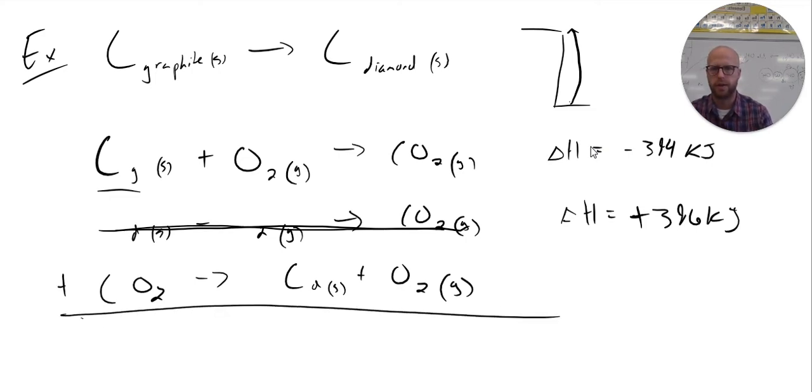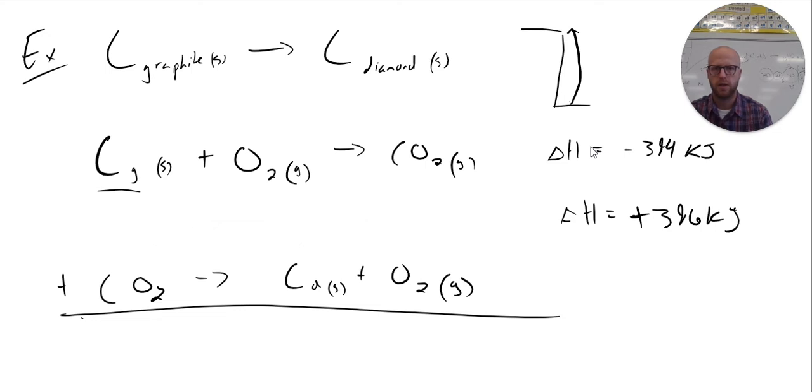Okay, carbon graphite. I don't see any other carbon graphite, so that's going to stay there. Okay, oxygen gas as a reactant, oxygen gas as a product. So 1 mole and 1 mole, so my net change is 0, so that doesn't change anything. Okay, carbon dioxide as a reactant, 1 mole, carbon dioxide as a product. So I'm producing a mole of carbon dioxide, but I'm using a mole of carbon dioxide, so that net change is nothing. Goes to carbon diamond.